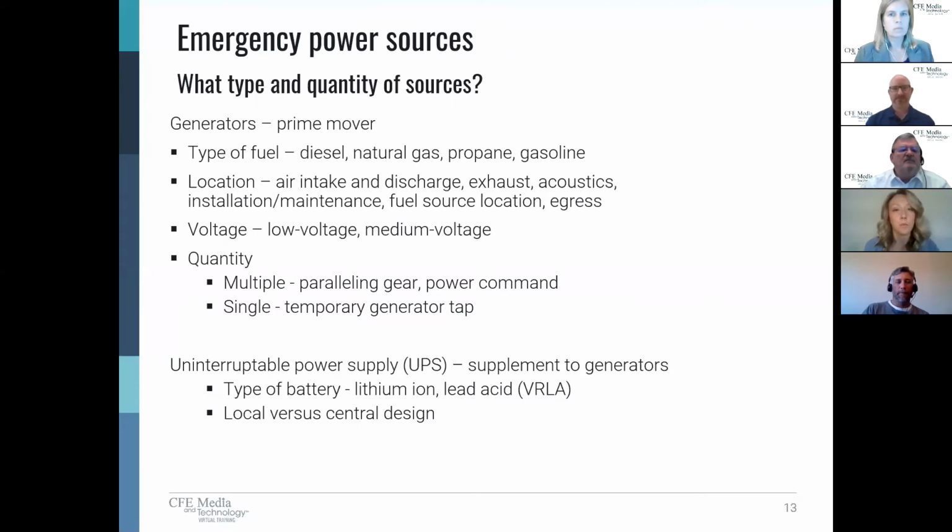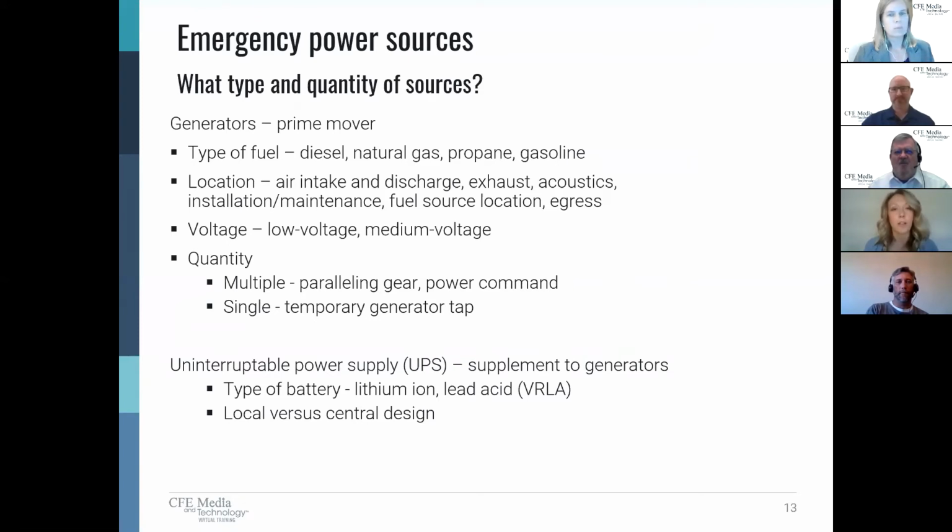So now that we know where emergency power is required, we can go into the different types of sources that we will provide. First and foremost are generators. This will pretty much be the majority of the emergency power sources that you'll see. There's different types of fuel. We'll start with diesel. This will be the most common fuel source used, especially in larger generators. You can store it on site and it's easily accessible.